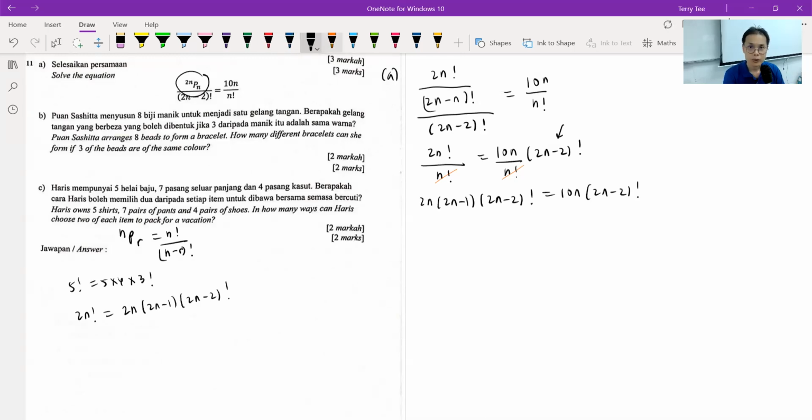Now, these two, again, we can cancel. I'm going to cross them out, cancel out. At the same time, I can expand this bracket. I got 4n squared minus 2n. Your outcome must equal 10n.